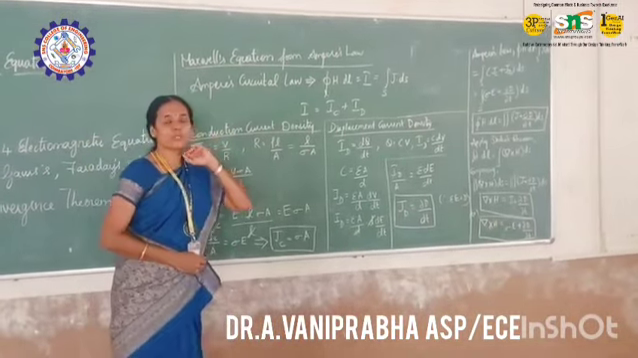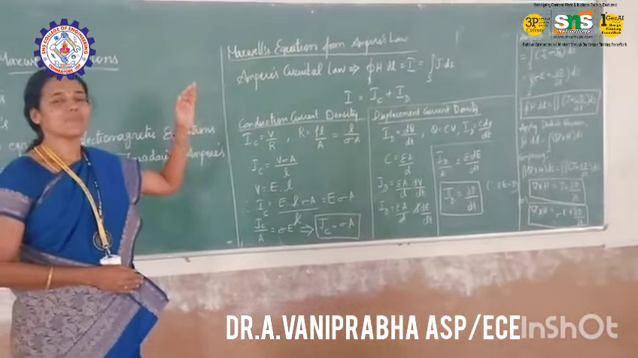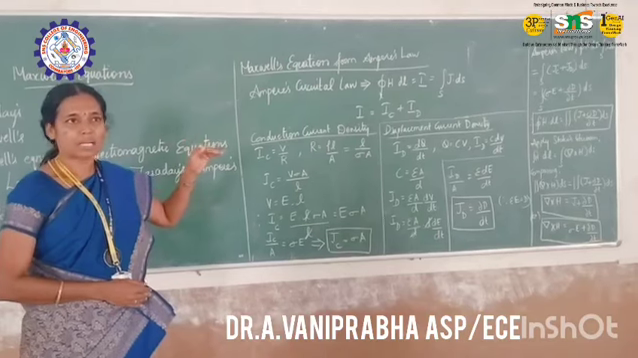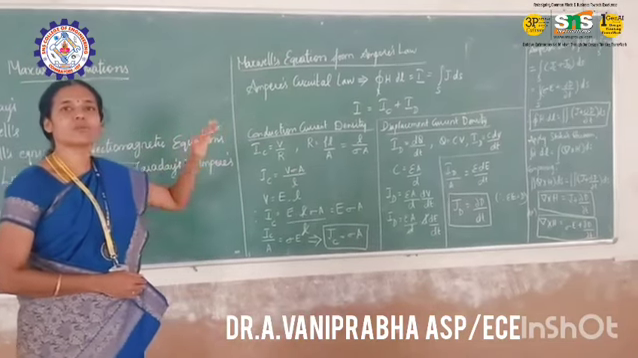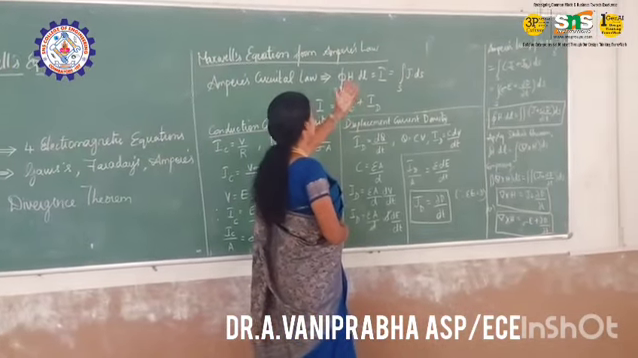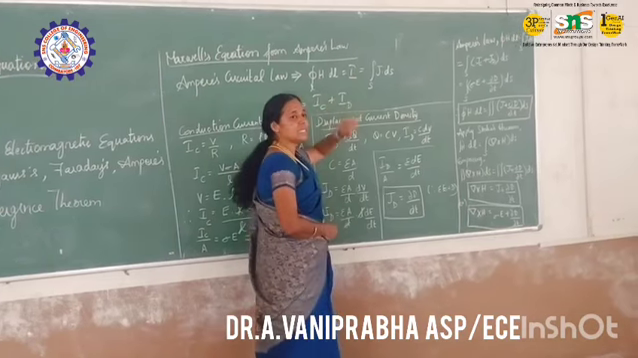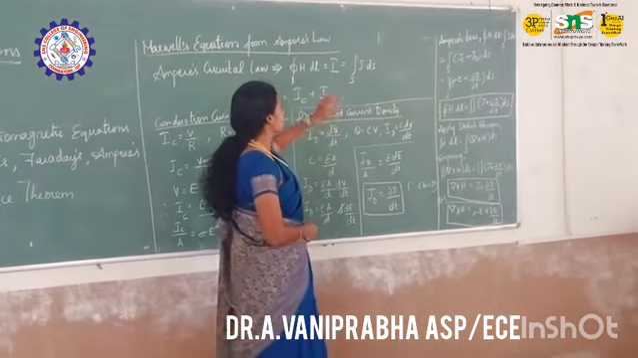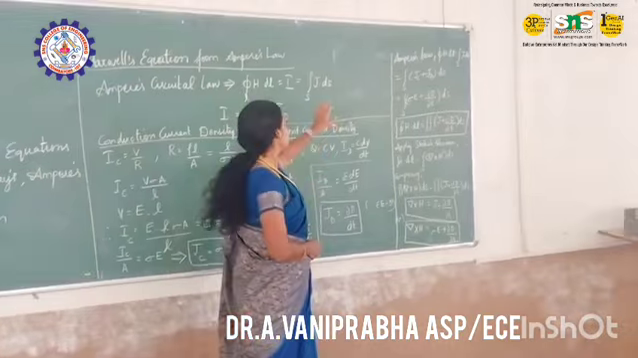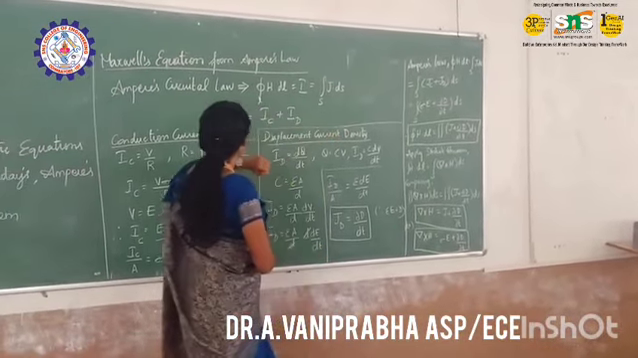Ampere's law, everyone knows that. Ampere stated that the total magnetic field over a closed path is equal to the current enclosed by that path. That has been mathematically expressed as the integral of H dot dl is equal to I, where I is the current enclosed by the path. In terms of current density, we can represent this as the integral of J dot dS.